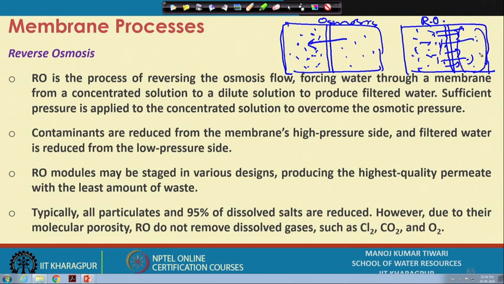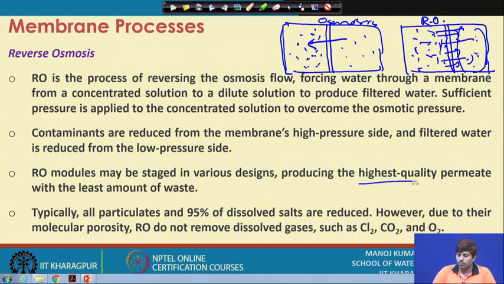That is reverse osmosis, and as the concept suggests, there will be a requirement of huge energy in applying the pressure which can reverse the natural osmotic flow, the natural osmotic pressure. So, these contaminants are retained on the membrane's high pressure side and filtered water is produced on the low pressure side. These RO modules may be staged in various designs, which can produce the highest quality permeate with the least amount of waste.